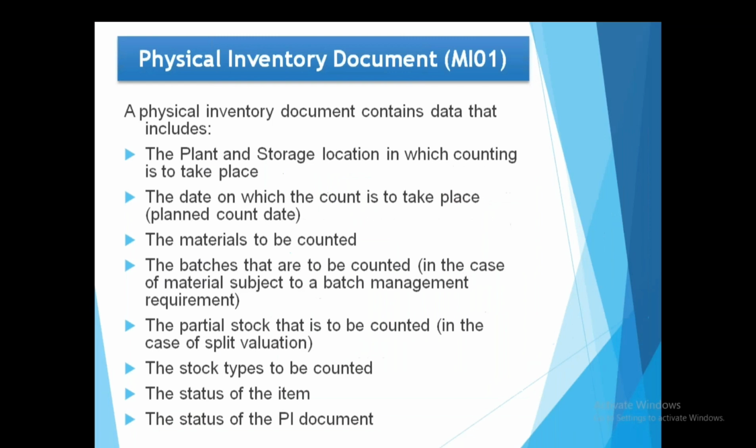Okay, this is the physical inventory document. A physical inventory document will contain the plant and storage location in which counting is to take place. Then the date on which the count is to take place, which is called the planned count date, the one which I just explained. Now inside you will enter for which materials you are going to do the counting. If it is batch managed, the batch number also you will enter. Whether it is a partial stock, what stock types you are going to count, and the status of the item, the status of the PI document. I'll show you this in the system.